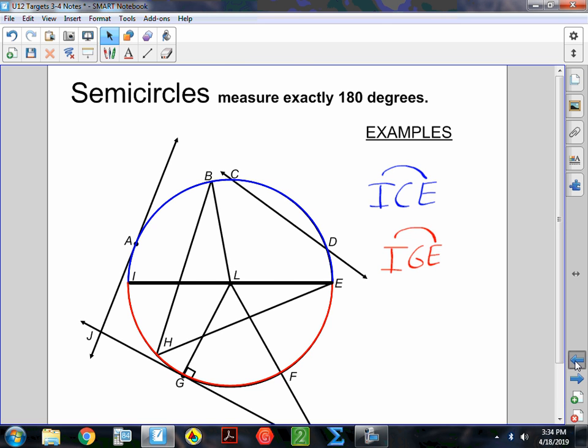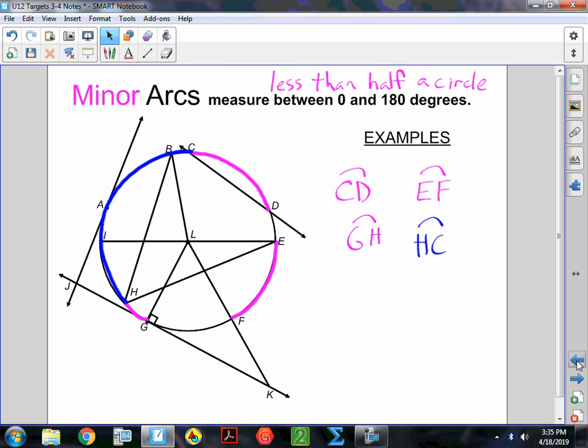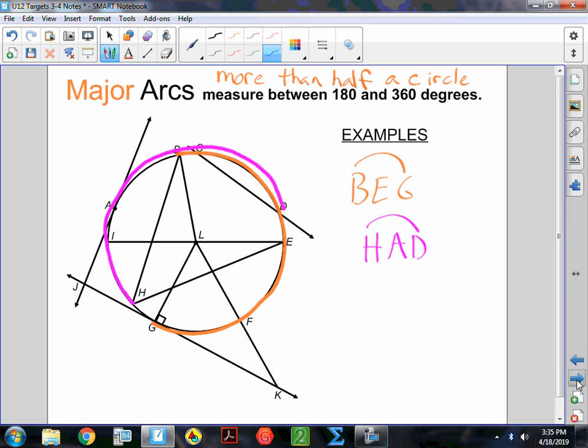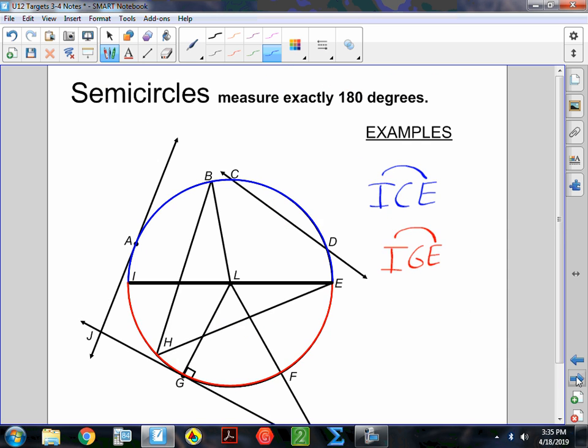So a common question that I've heard the past couple of days is, if they say what's the measure of arc CD, how can I tell whether they're talking about the short distance between C and D, or the big distance all the way around the circle? Well, the short distance between C and D would be labeled as CD with two letters. The big distance between C and D would be something with three letters, so C and D all the way around would be something like CGD. That's how you tell the difference.